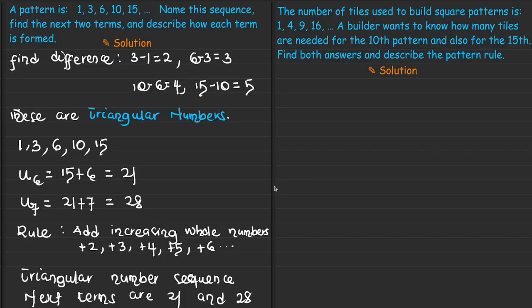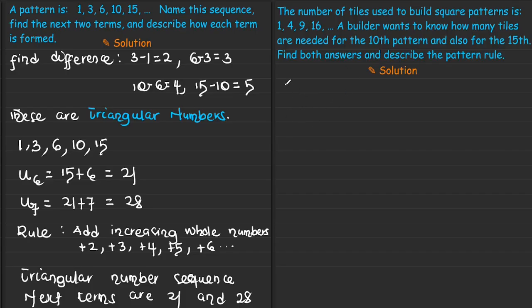For this last question we have here, you can pause and attempt before you check our solution. It says the number of tiles used to build square pattern is, you have 1, 4, 9, and then 16. A builder wants to know how many tiles are needed for the 10th pattern and also for the 15th. Find both answers and describe the pattern rule. So with this, it is very straightforward. You need to recognize this pattern by now.